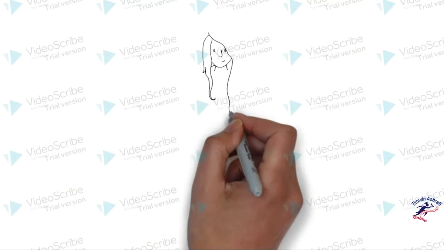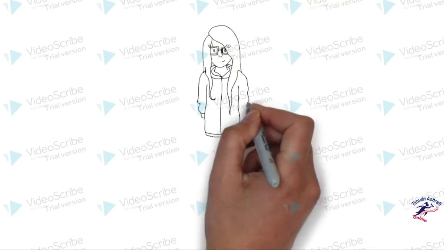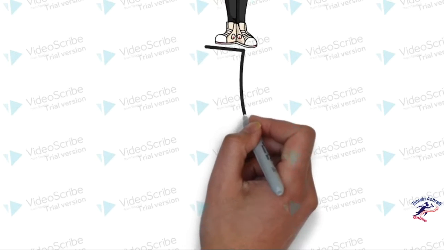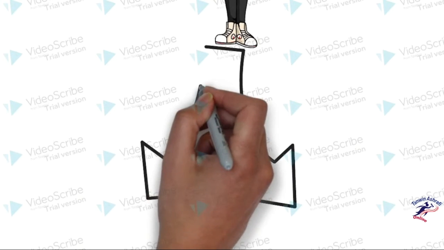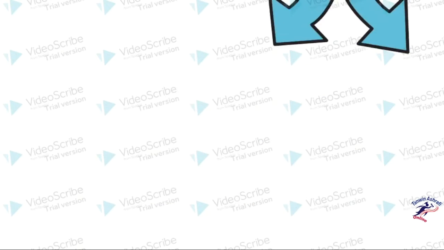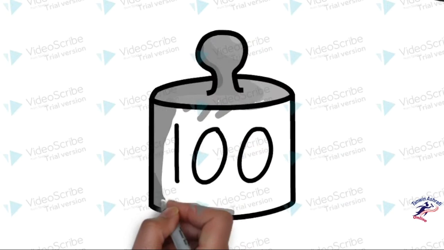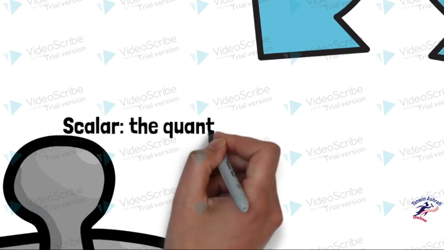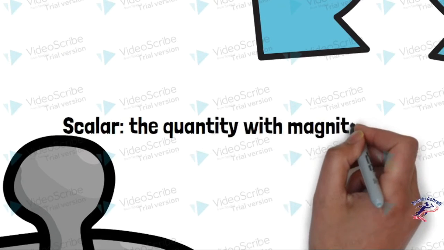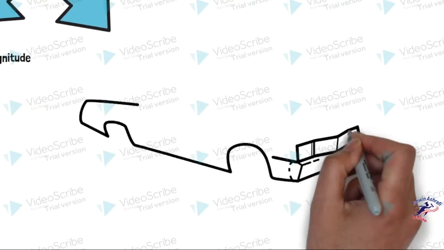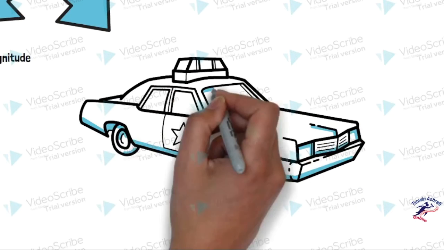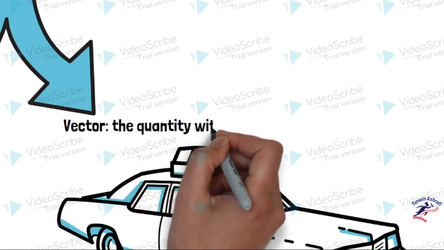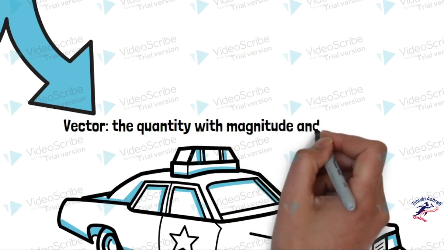Let's start and understand the problems which we deal with in physics. Basically these are divided into two categories. Some have only magnitude, like mass, and such quantities are known as scalar quantities, the quantity with magnitude only. Whereas some not only have magnitude but also a direction, and such a quantity is known as a vector, the quantity with magnitude as well as direction.